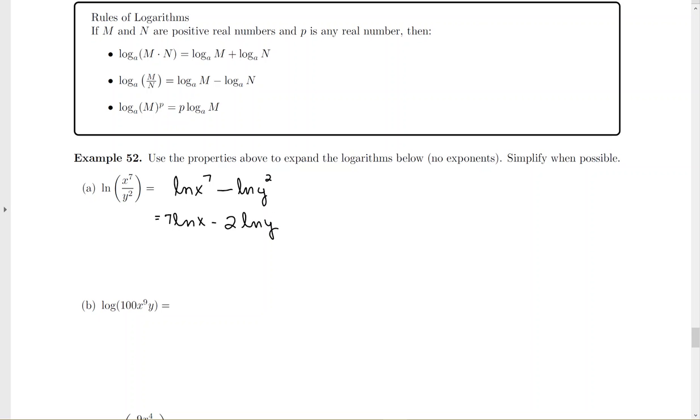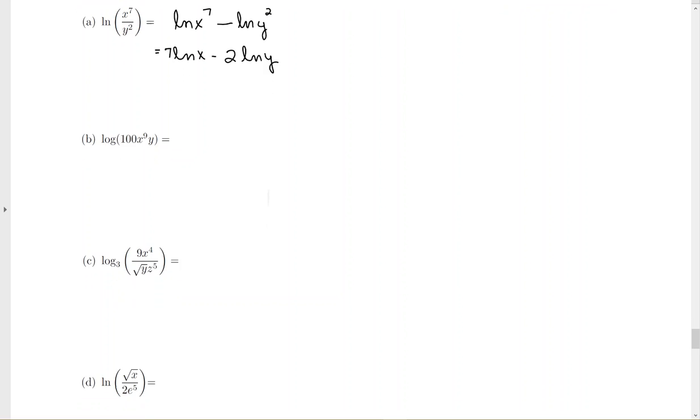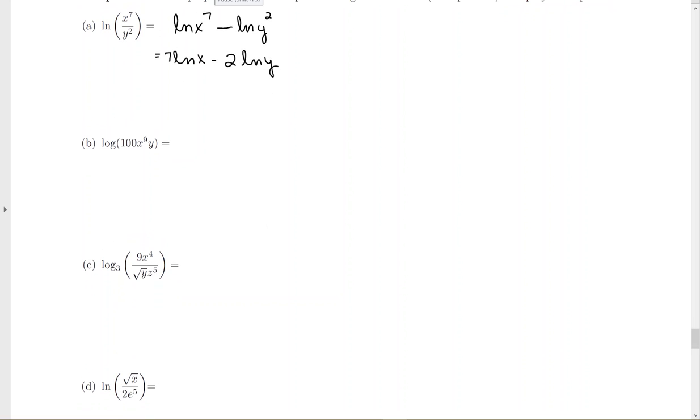We can't simplify any further. When we talk about simplifying, we're looking to see if you have a number in your argument, you might be able to simplify that logarithm down further. If there's a variable, you're not going to be able to. In the next question, notice there's no division bar in this problem like I had here. The division bar meant subtraction.